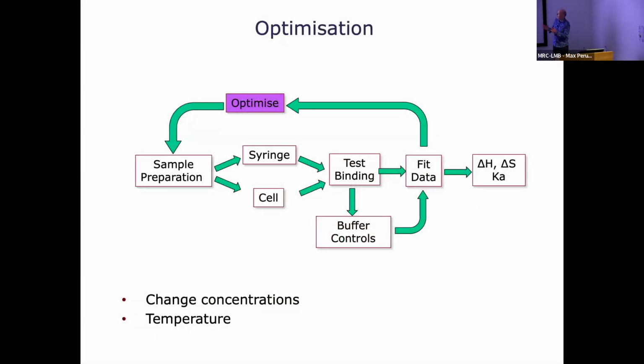Right. So let's get back to the science. We didn't get really good results. We didn't see this S curve. So what can we do? Well, two things: we could change the concentrations and the temperature.